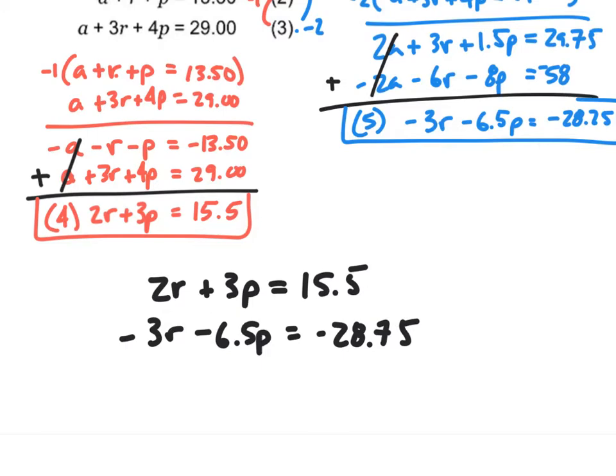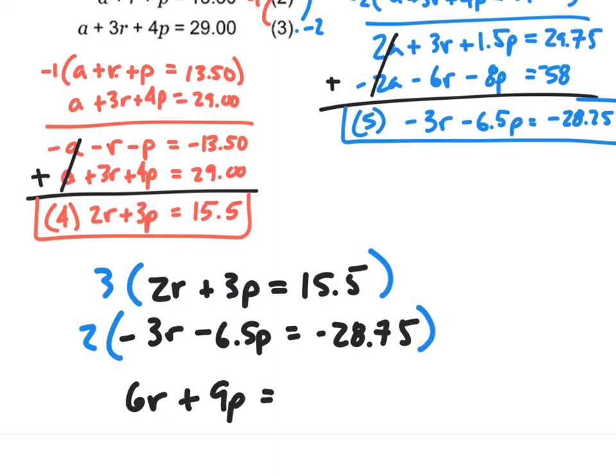I'm going to go ahead and eliminate my R because I've got these decimals here. I've got this negative 6.5, I don't want to deal with that. So I'm going to multiply this equation by 3, and I'm going to multiply this equation by 2. Okay, and all I'm doing is just the opposites of those.